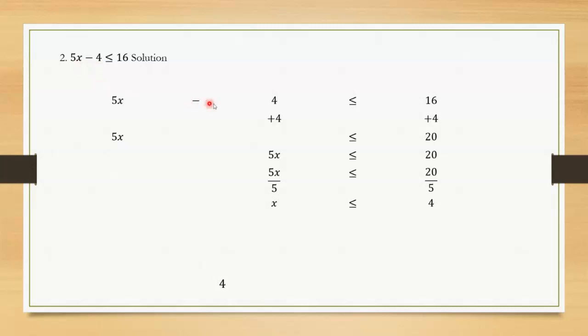Okay, so we have -4. Well, let's get the 4 out of there by adding 4. Then on the left side, you have 5x. On the right side, you get 20. So we have 5x is less than or equal to 20.